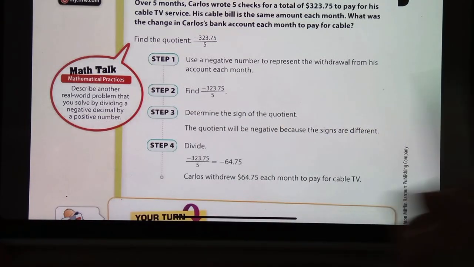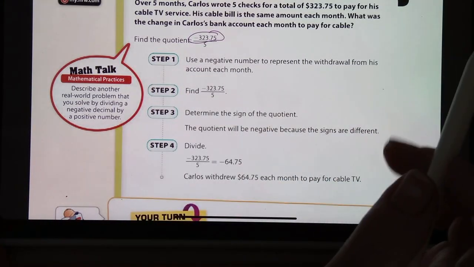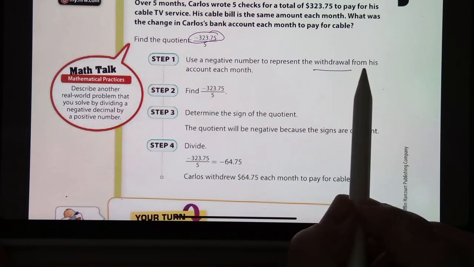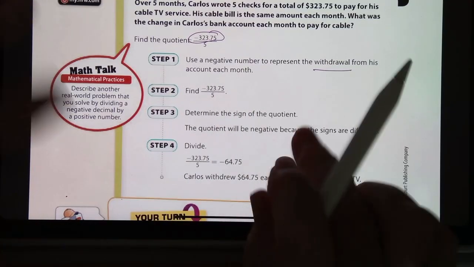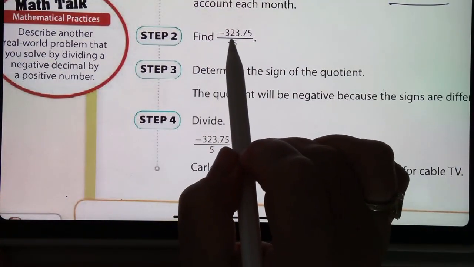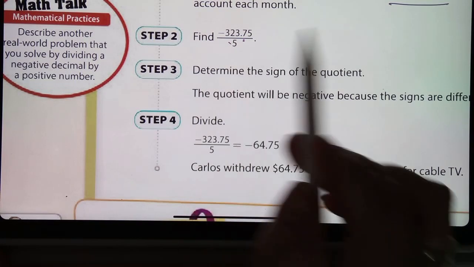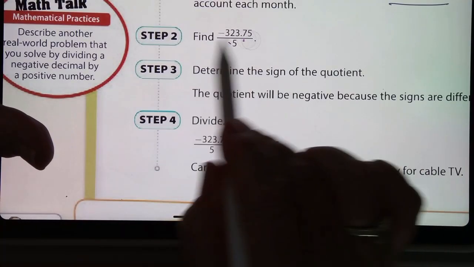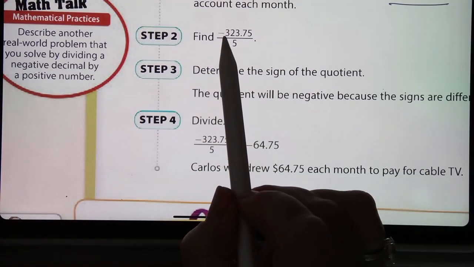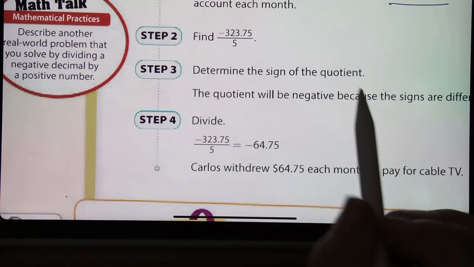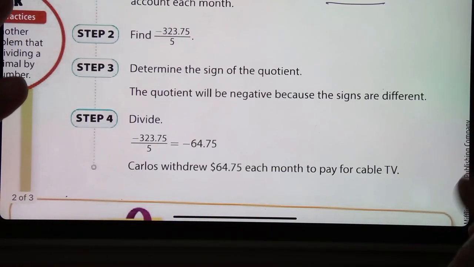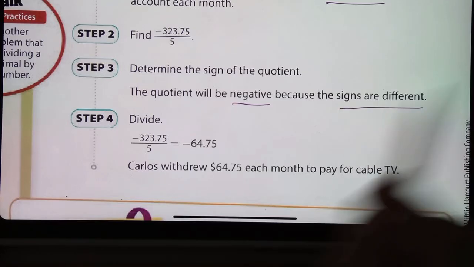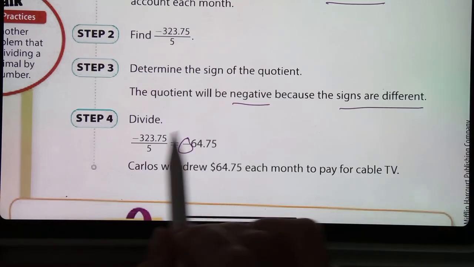So when you write checks, you're taking it out of your account, and over 5 months, use a negative number to represent the withdrawal from his account each month. So I want to find negative 323.75 divided by 5. First of all, I'm going to determine the sign of the quotient. Well, I have a negative divided by a positive. A negative divided by a positive is going to be negative. So the quotient will be negative because the signs are different. So I know that my answer is going to be negative.